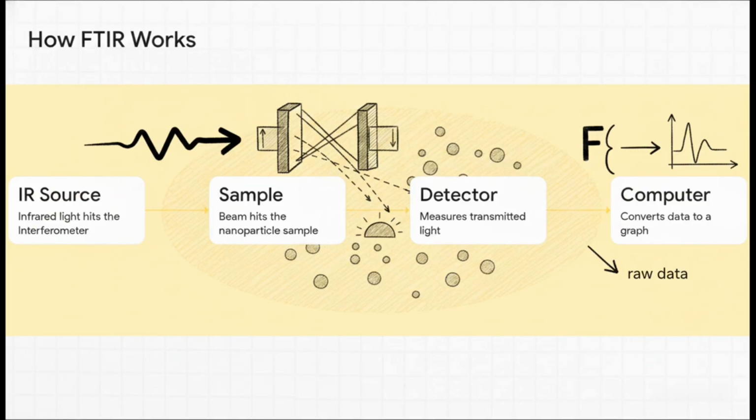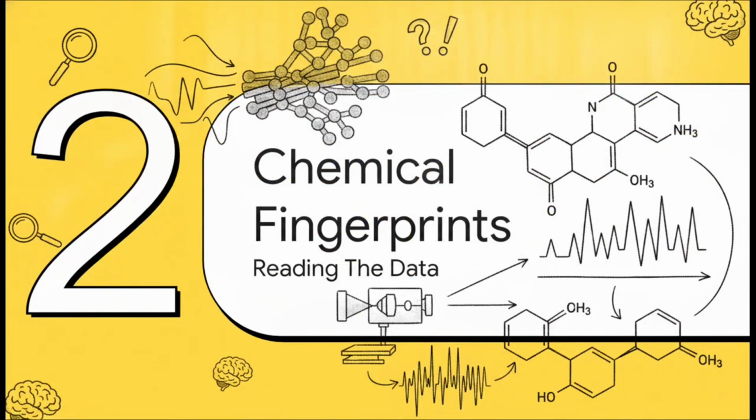Next, that highly manipulated beam hits our nanoparticle sample. Some of that light gets absorbed by the chemical bonds, and whatever doesn't get absorbed passes right through to the detector. Finally, all that raw data gets zapped over to a computer, which runs a heavy-duty math equation, the Fourier Transform, to flip it into a graph we can actually read. Which brings us to Part 2.